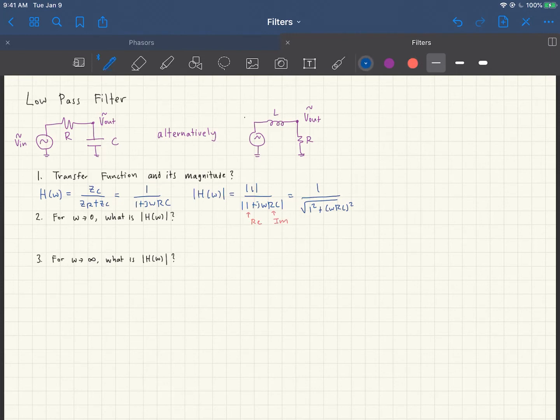From here, moving on to the next part, for omega close to 0, or omega approaching 0, what is the magnitude of the transfer function? So if omega is close to 0, then omega RC is close to 0, meaning this will be 0, so the magnitude of the transfer function is 1 over 1.